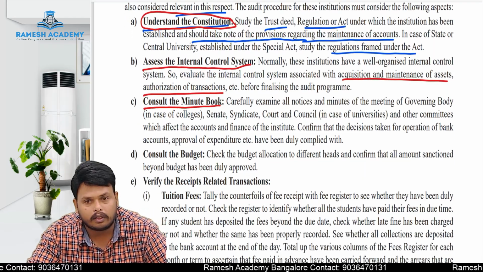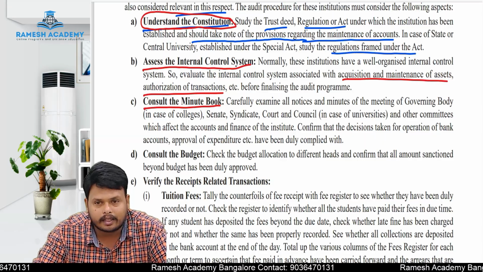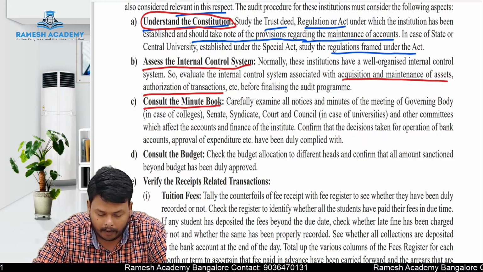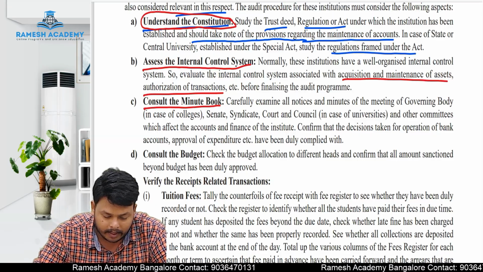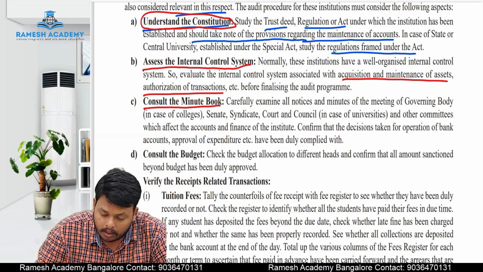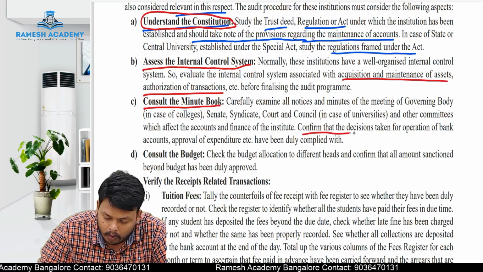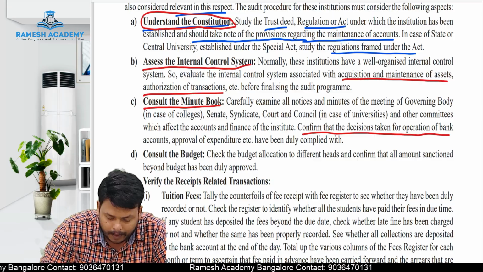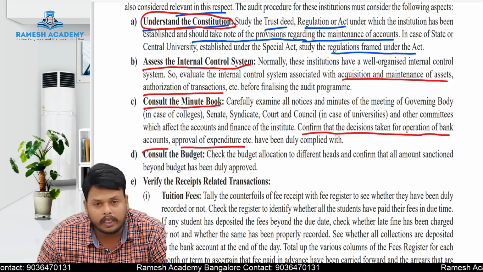Next, consult the minute book. The auditor has to consult the minute book. Carefully examine all notices and minutes of meetings of governing body, senate, syndicate, court, council and other committees which affect the accounts and finance of the institute. Confirm the decisions taken for operation of bank accounts, who is going to operate the bank accounts, and that the approvals required for expenditure have been duly complied with.